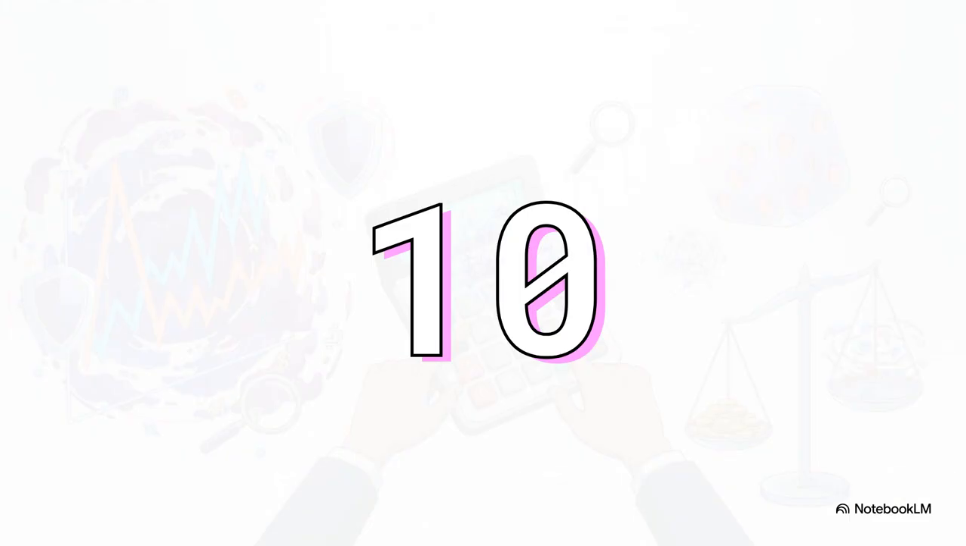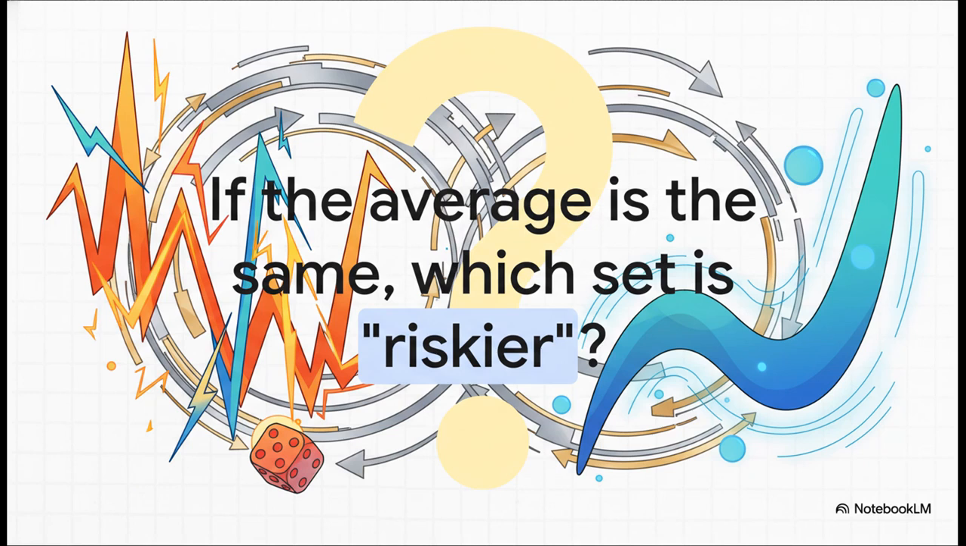But, and this is the crazy part, if you actually do the math, add up all the numbers in each set and divide, you find out they share the exact same average, or mean, and that number is 10. So that leads to a really important question. If the average return is identical, how on earth do we explain the wild roller coaster of set A versus the smooth, predictable path of set B? How do we measure that turbulence, that risk that the average completely misses?